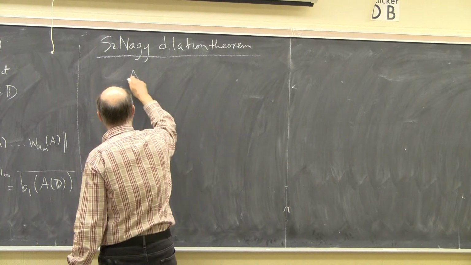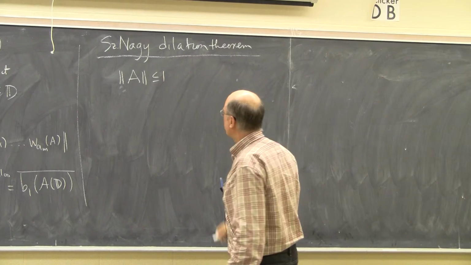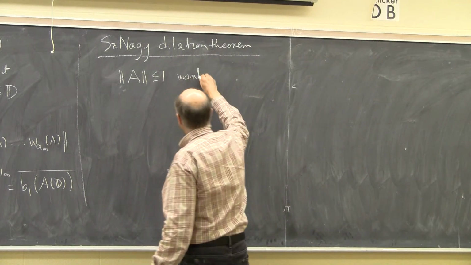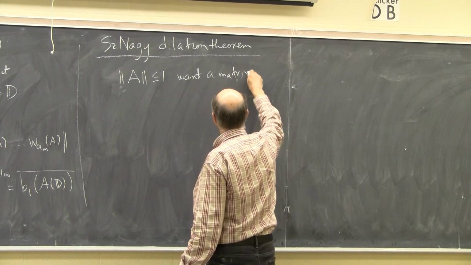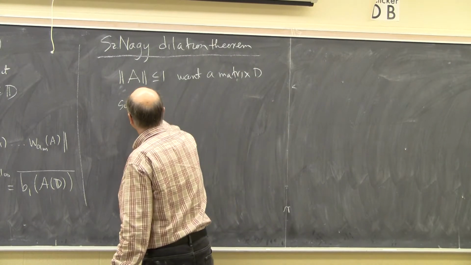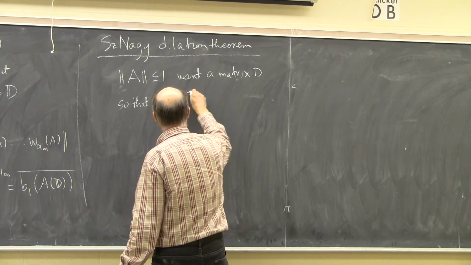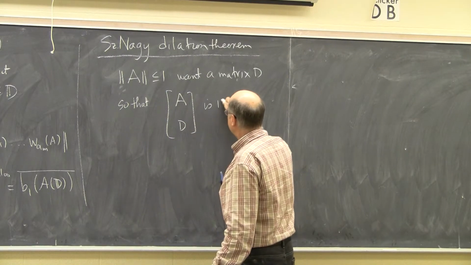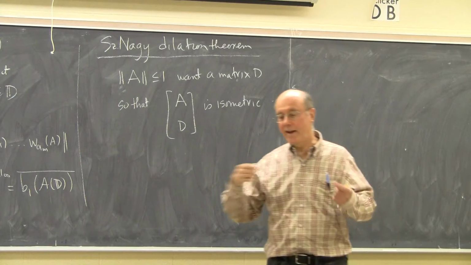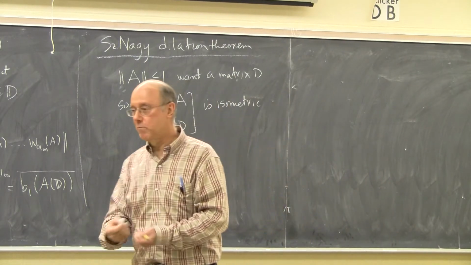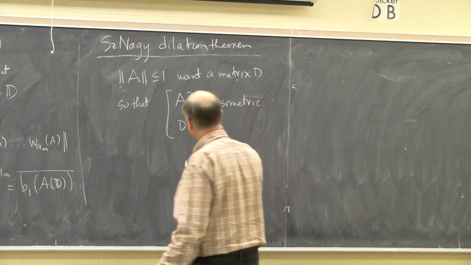So we start with our A, norm less than or equal to 1. I want an operator D, or matrix D, so that the matrix (A, D) is isometric. In other words, it preserves norm. So A either leaves the norm the same or reduces it. I want to fill in the gap with D.